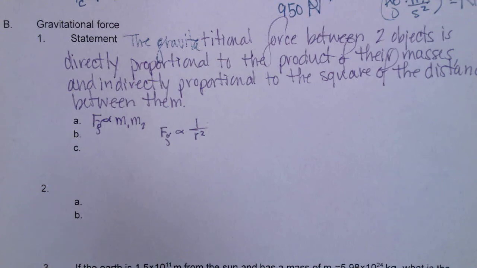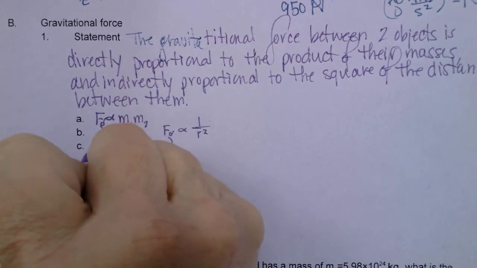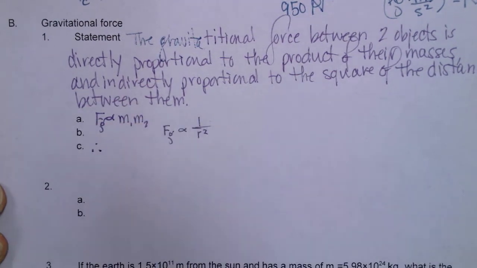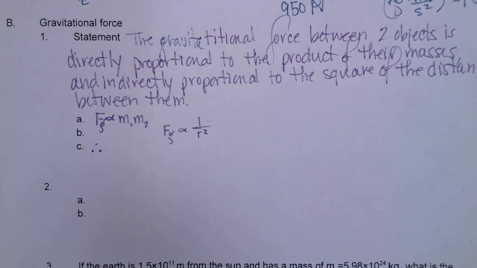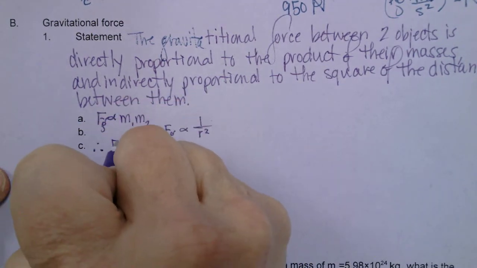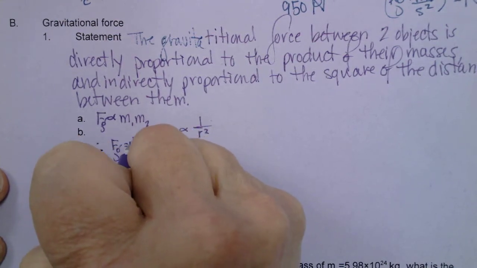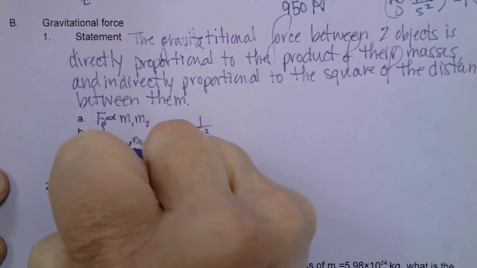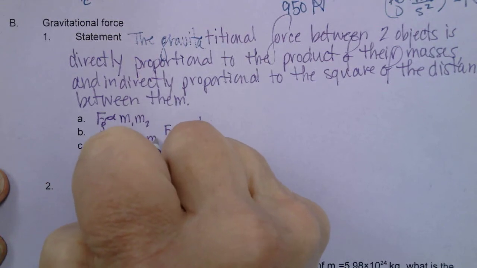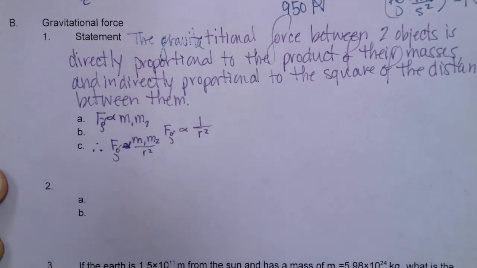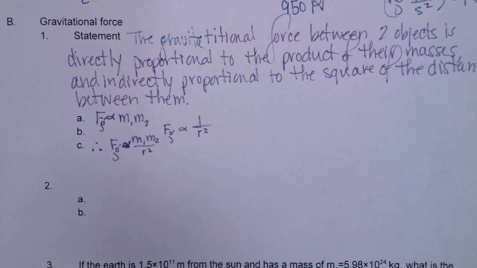And it happens that you can overlap proportionalities and make it into one statement. So I could say F sub g is proportional to m1, m2 all over r squared. It's proportional to. Here's the problem.